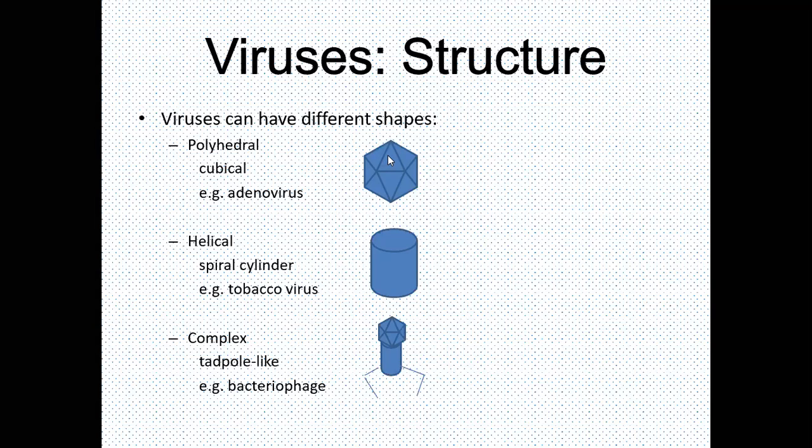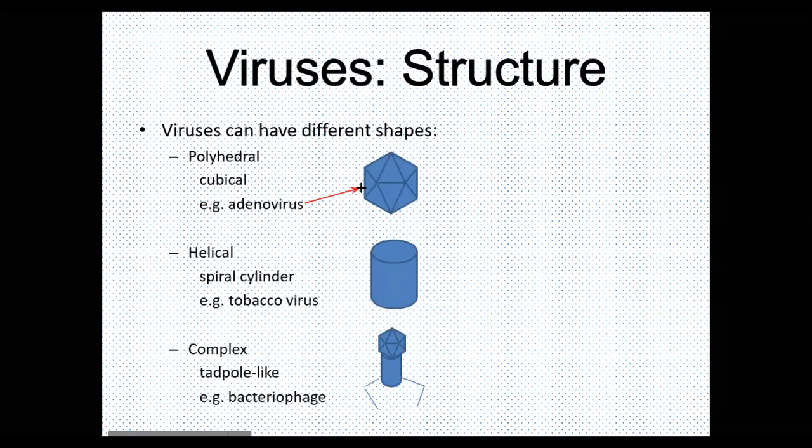This is just one example. Polyhedral may also be cubical, like a cube. And the name of this virus is adenovirus. This is adenovirus.